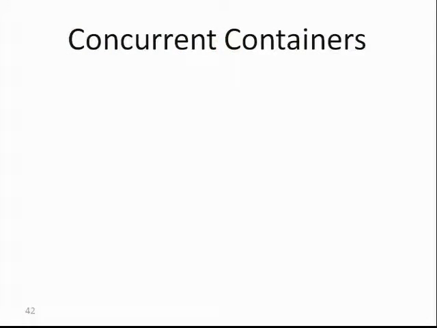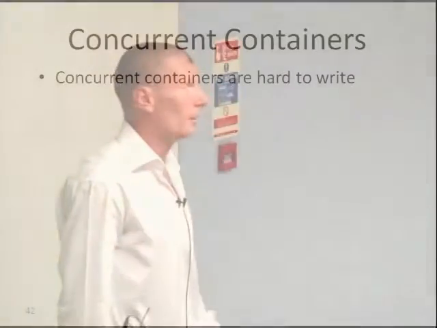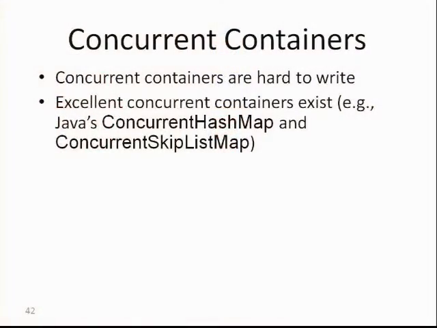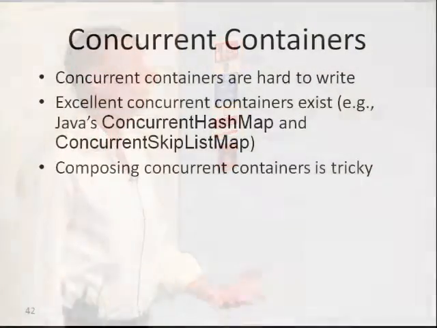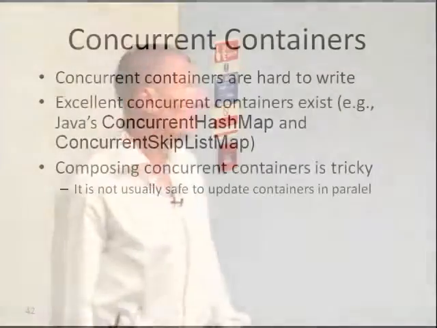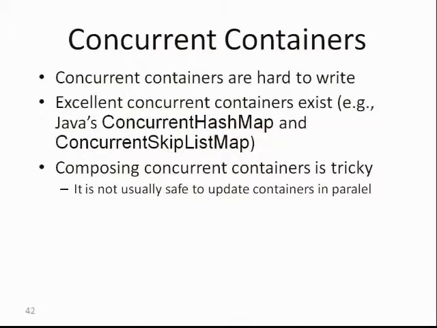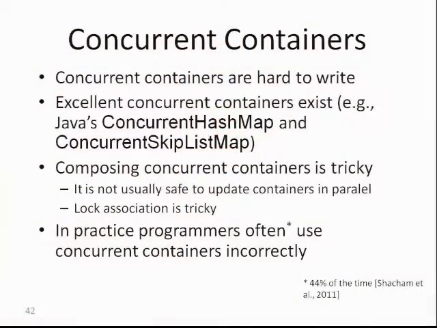And in particular, concurrent containers are really hard to write, but as I said, most of the time you actually don't need to write them, because if you work in a language like C# or Java, there are already many excellent concurrent containers. So you don't need to write them. Instead, you need to use them somehow. And as I said, composing them is tricky, it's usually not safe to update containers in parallel, and lock association is tricky. And in practice, and I'm referring to a paper by Rohad Shaham, it's really, really hard to use them correctly.